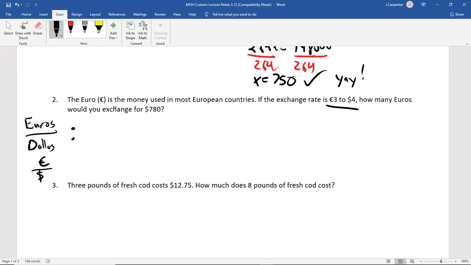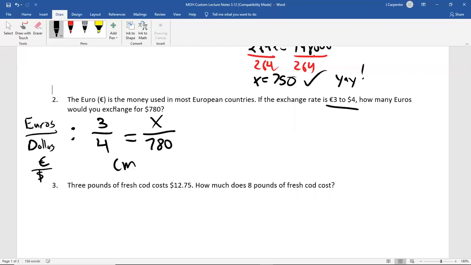So the exchange rate is 3 will get you 4. 3 euros get you $4. So the 3 is a euro, so it has to go in the top. The 4 is a dollar, so it has to go in the bottom. Okay. So that was the completed scenario. Now we're wondering, how many euros do we get for $780? Well, the 780 is a dollar, so it has to go on the bottom, not the top, making our x, you could write E, you could write whatever letter you like, go in the top right.